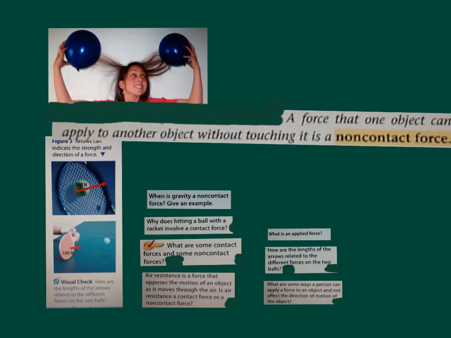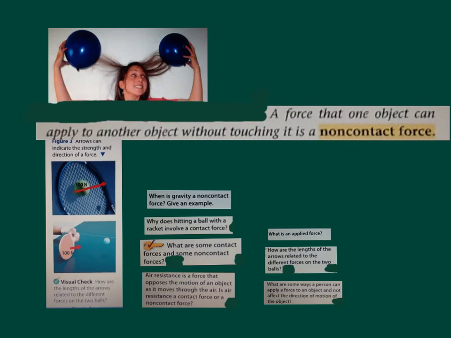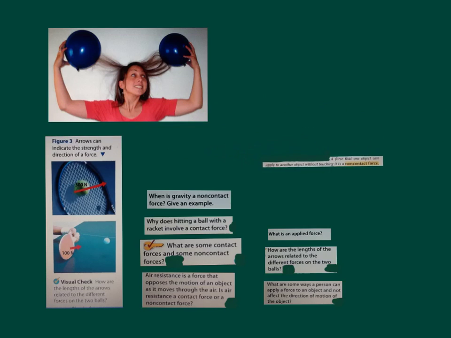That would be our vocab word. So please write the definition down in your science journal. A force that one object can apply to another object without touching it is a non-contact force. Okay? All right. Gravity, which pulled on your pencil and the parachutist, is a non-contact force. The magnetic force, which attracts certain metals to magnets, is also a non-contact force.